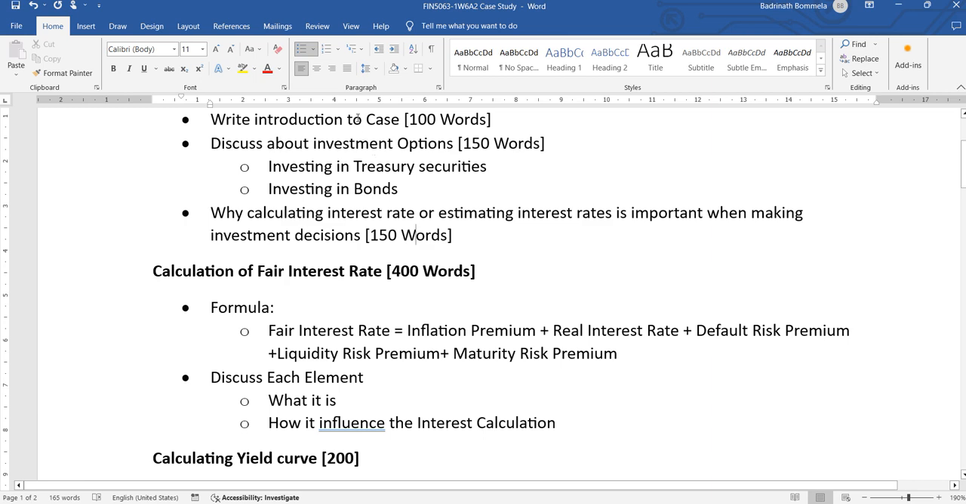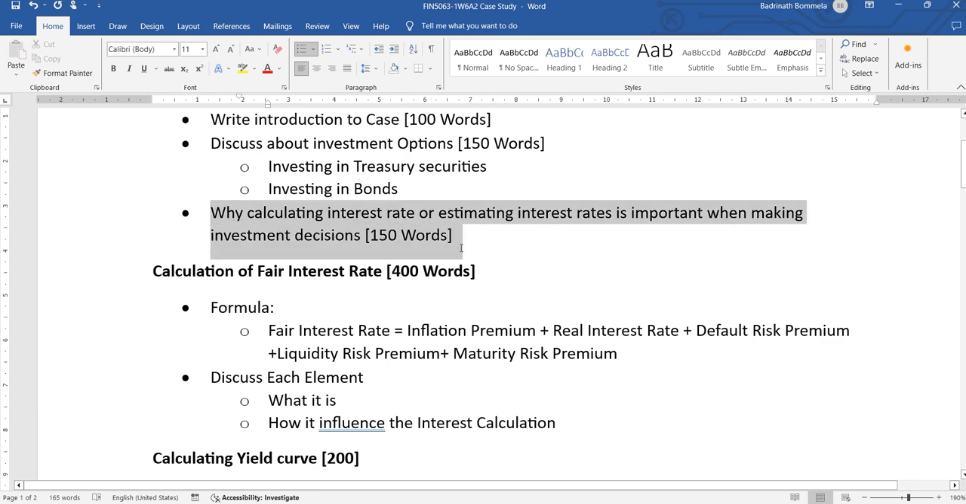After giving the introduction to the case, we give a brief explanation about what kind of investment options the company has, what treasury securities are, and how the company is going to benefit from investing in such securities. Next, we discuss investing in bonds. How investing in bonds will help the organization should also be addressed.